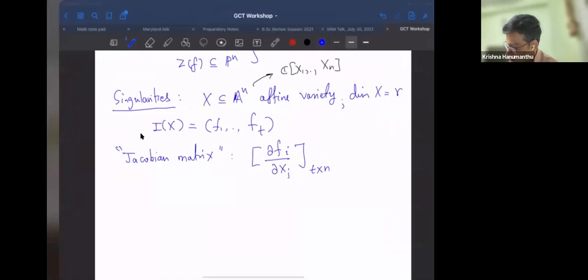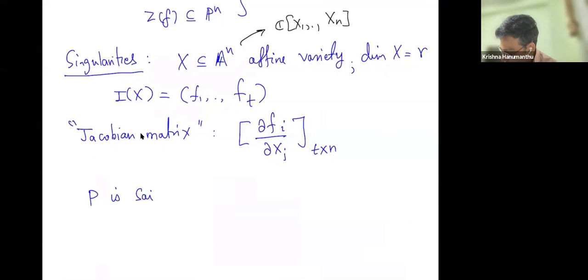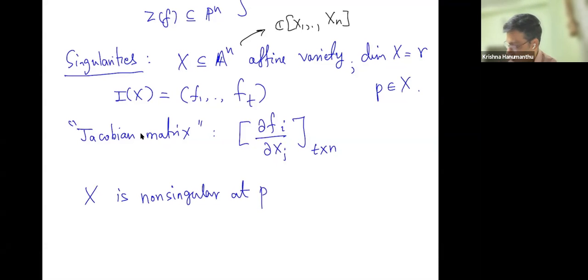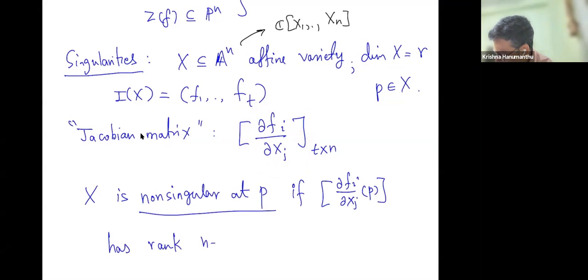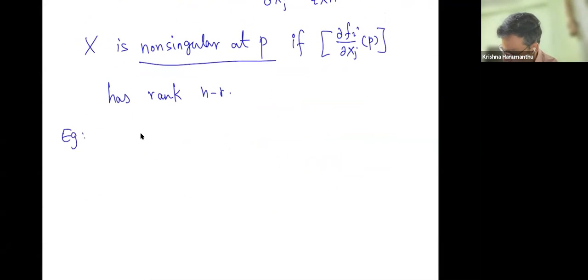So now, let's say P is a point in X. So X is, let me see how to define this, non-singular at P. So I'm sorry for taking more time. I'll finish in 2-3 minutes. X is non-singular at P if the Jacobian matrix evaluated at P. So here it's a matrix of polynomials, but after evaluating it becomes a matrix of complex numbers. You want this to have rank N minus R. Okay, so once you actually work out specific examples, it becomes clear.